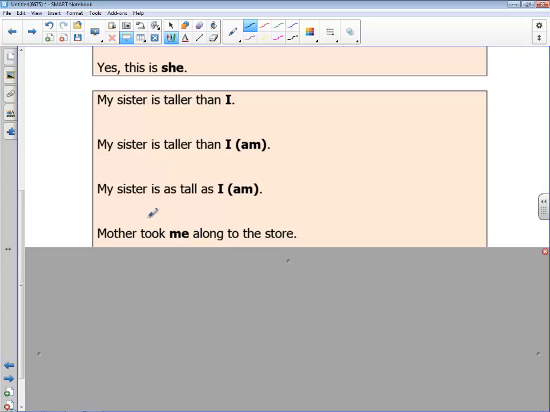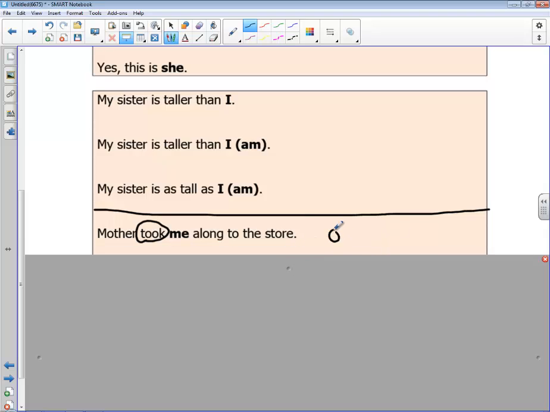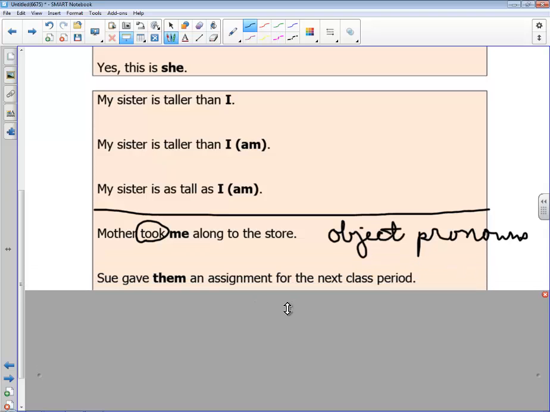Objective pronouns are used following action verbs. There's the action verb took. Who did Mother take? Mother took me along to the store. I'm going to draw a line here, because when we go into these sentences, we're using object pronouns, not subject pronouns. Again, the object pronouns: me, us, him, her, it, them. Sue gave them an assignment.